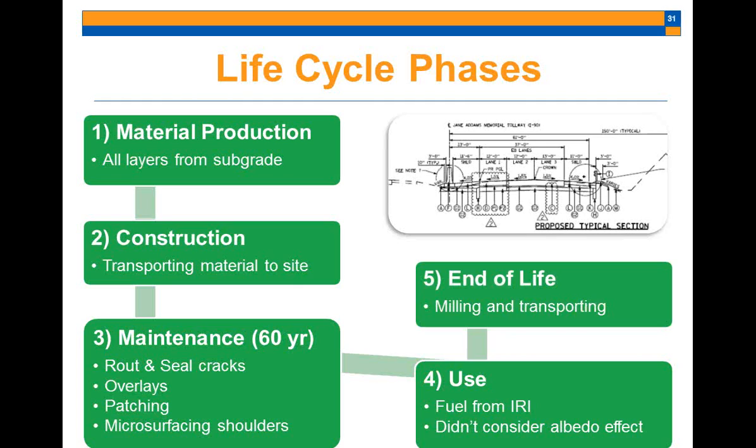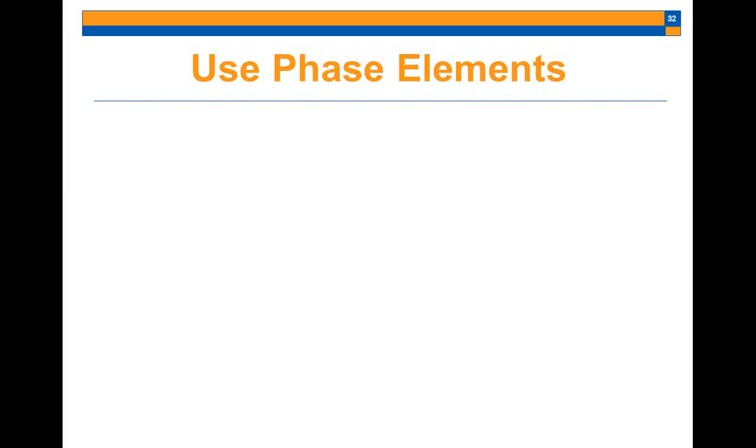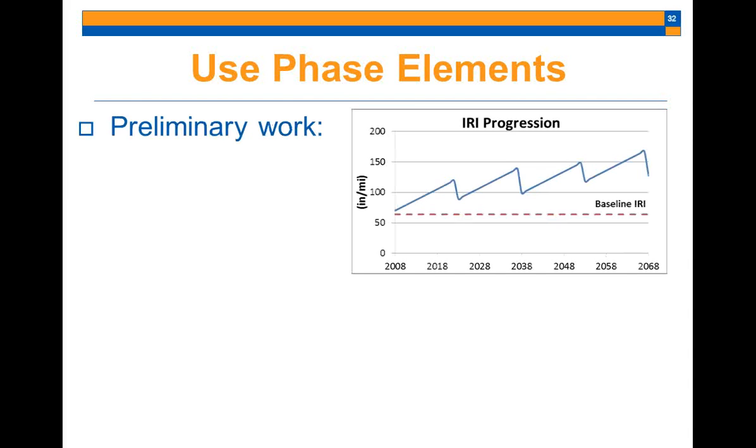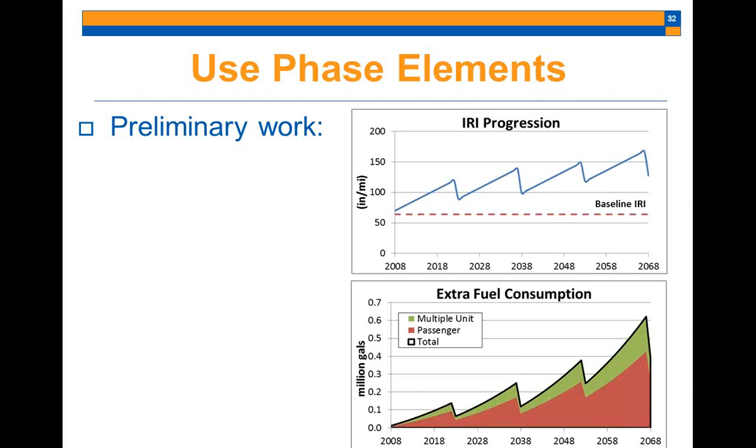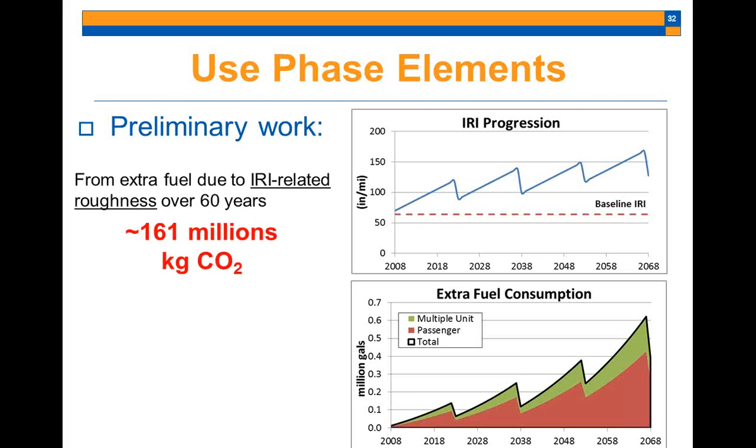No landfilling was done. So just to talk briefly about the use phase. You can see here the extracted predicted IRI progression throughout the 60 years, and we also have the extra fuel consumption that correlates directly to the IRI. The extra fuel consumption due to IRI over 60 years is about 161 million kilograms of CO2.